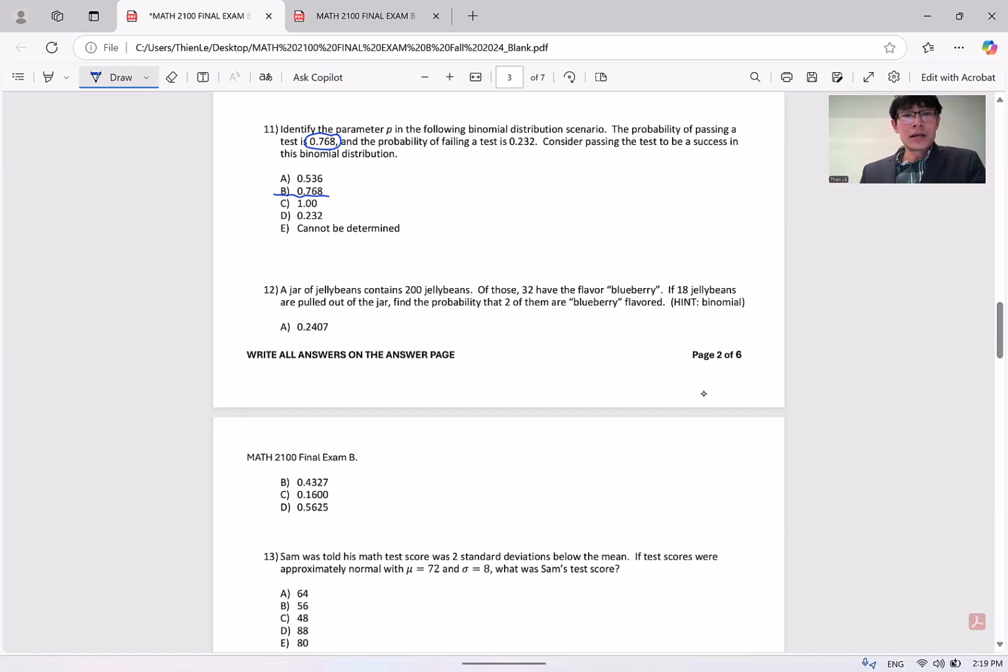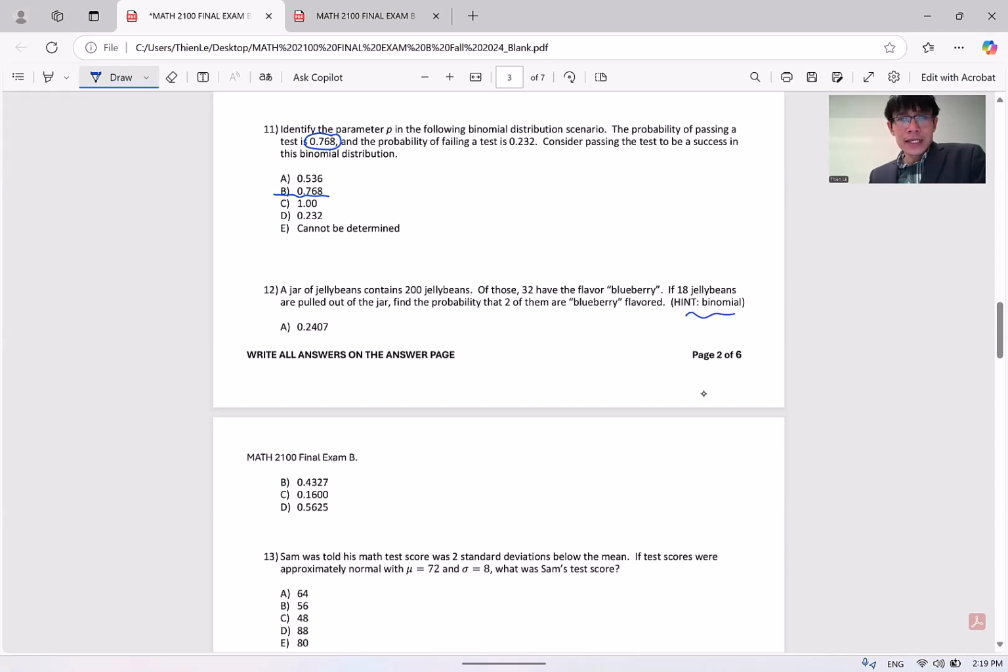A jar of jelly beans contains 200 jelly beans. Of those, 32 have blueberry flavor. If 18 jelly beans are drawn from the jar, find the probability that 2 of them are blueberry flavor. So here again, this question is a binomial type question, right? So you pull out 18 jelly beans from the jar, and then you can model it by a binomial. Find the probability that 2 of them are blueberry flavor here. And the hint here is to use a binomial.